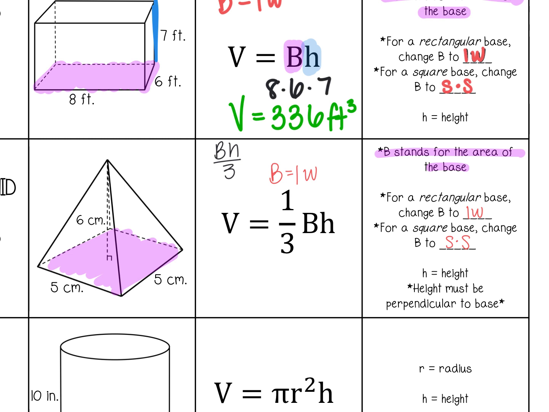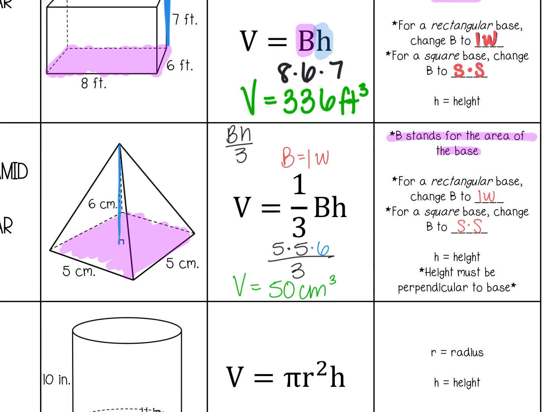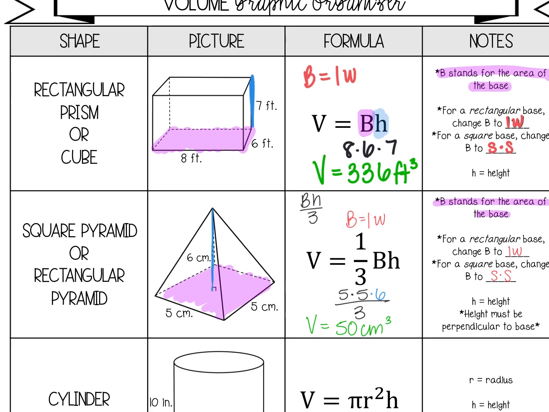So plugging in 5 times 5. And then what's my height? 6. Okay, good. Your height must be perpendicular from the base. It has to be that straight line. So 5 times 5 times 6, and then I'm taking all of that and dividing it by 3. So plug it into your calculator, 5 times 5 times 6, and then divide it by 3. What would my answer be? Good, 50 centimeters cubed. Volume equals 50 centimeters cubed. Okay, that is the basics.